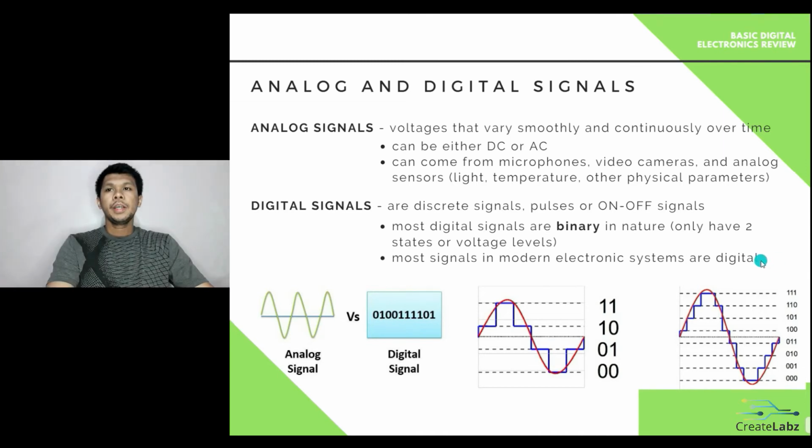Here's a simplistic illustration of analog signal versus digital signal. For the analog signal, you can see that it is continuous. For the digital signal, it is discrete, represented here as a binary number 0 and 1.